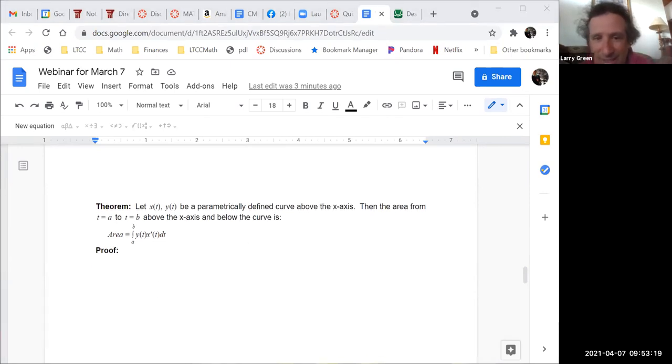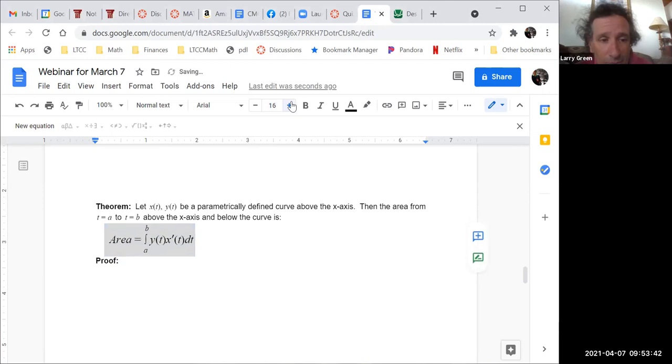It says, if x of t, y of t are a parametrically defined curve above the x-axis, then the area from t equals a to t equals b above the x-axis and below the curve is given by the integral. Let me make this bigger. So the area is equal to the integral from a to b of y of t times x prime of t dt. Any questions on this particular big theorem?